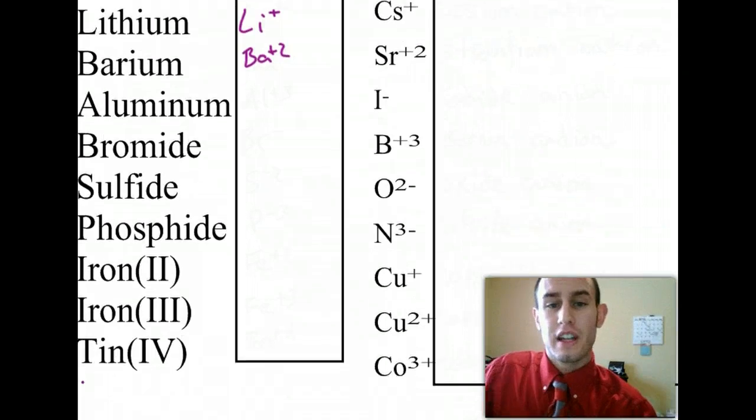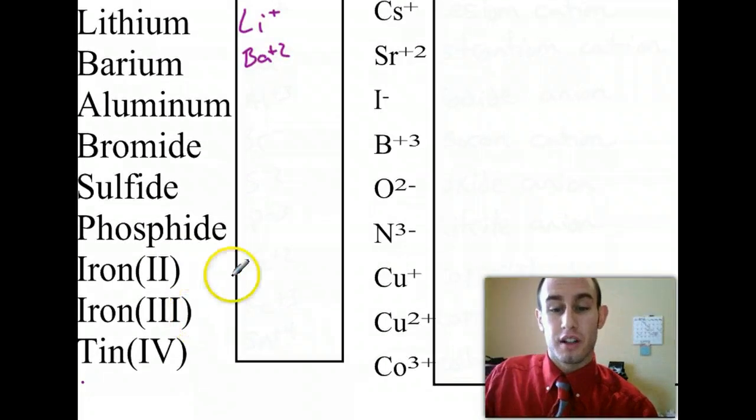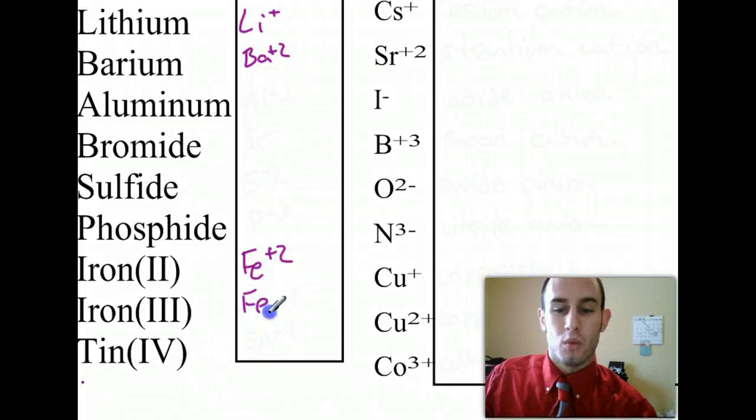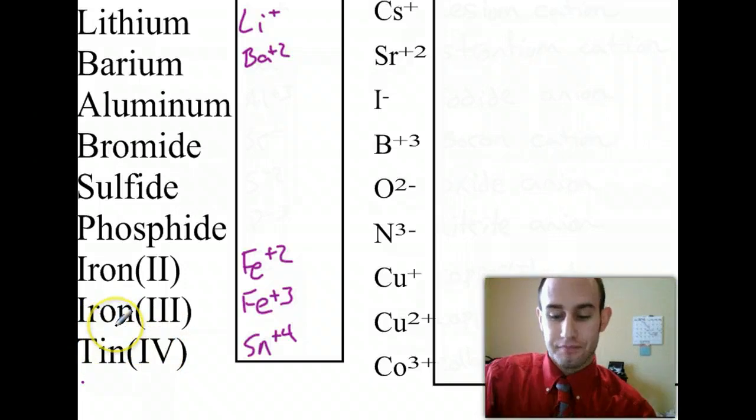Real quick, if we look here at our iron +2 versus +3, again, the Roman numeral here, because that's the stock nomenclature, tells you it's a +2 charge versus an iron with a +3 charge, or tin, Roman numeral 4, +4. It's always plus. We only use this on our transition metal cations.